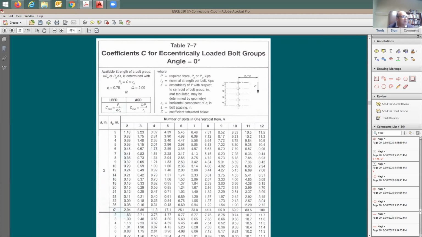So I'm going to assume a spacing between bolts of 3 inches, which is nice. I'm going to have 8 bolts in one row. Okay, what else would you like to know? This could be the question.